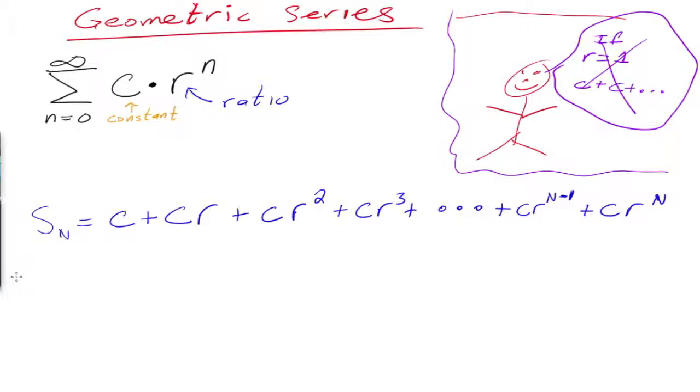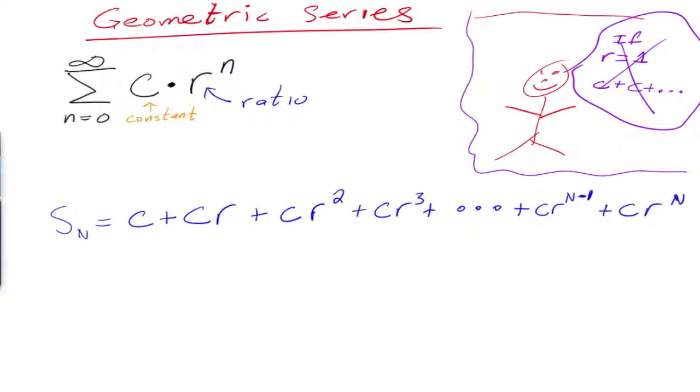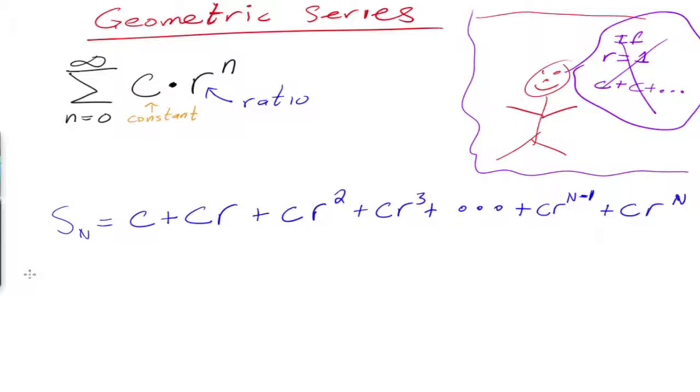Let me move this over a little bit. We are going to multiply S sub n times r, and then we're going to subtract the two. What do you think is going to happen? Subtract S sub n and r times S sub n, because they're kind of similar. Let's start writing it out so that you can see.